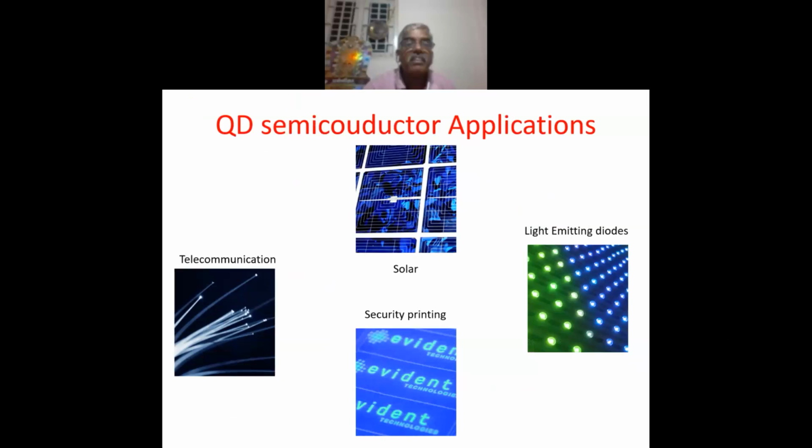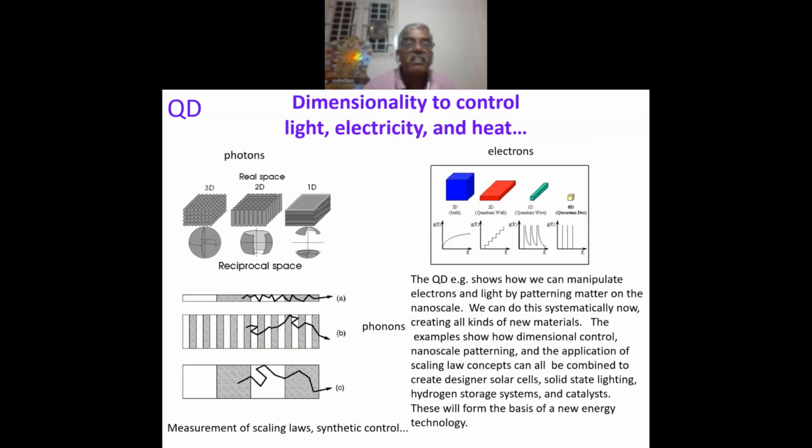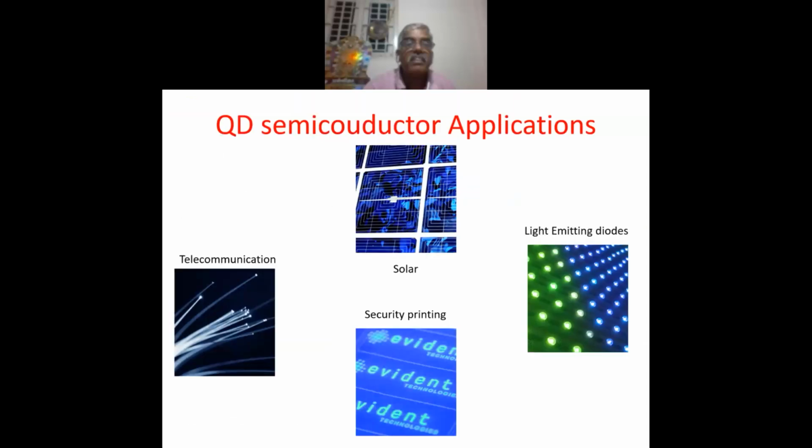So quantum dots have wide application in telecommunication, security, solar, and light emitting diodes. But they consume less energy and less heat, and this way they have fewer lumens. So this way they will be playing a major role right now in the market, in the semiconductor industry and in the electronic industry. Quantum dots are playing the major role.